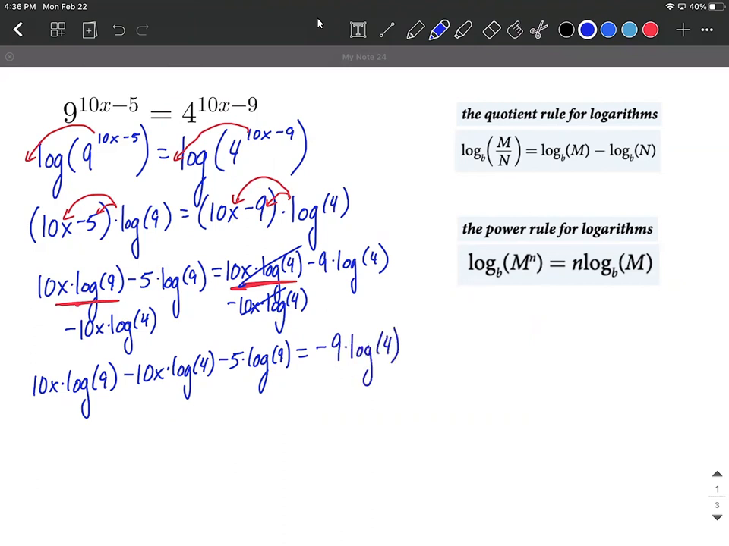All right, so the terms that have x's are both on the left-hand side. This term with the minus 5 log of 9, we want to move it to the right-hand side. So we're going to add that to both sides.